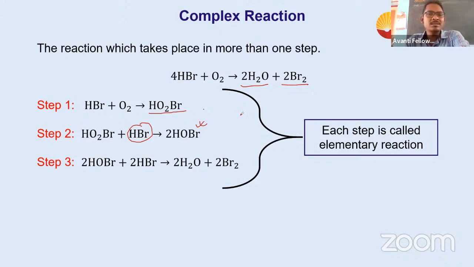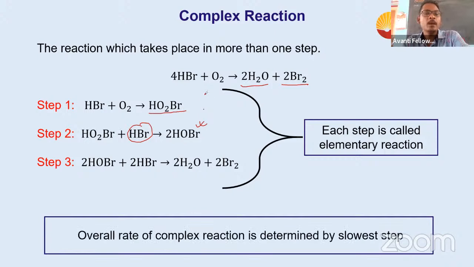And among these, there is one elementary step which is the slowest one. That will determine the rate of the reaction, like which type of product it will give you, and the order of the reaction also. So the overall rate of the complex reaction is determined by the slowest step.